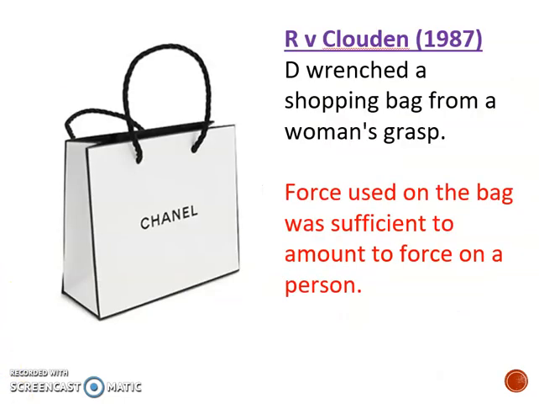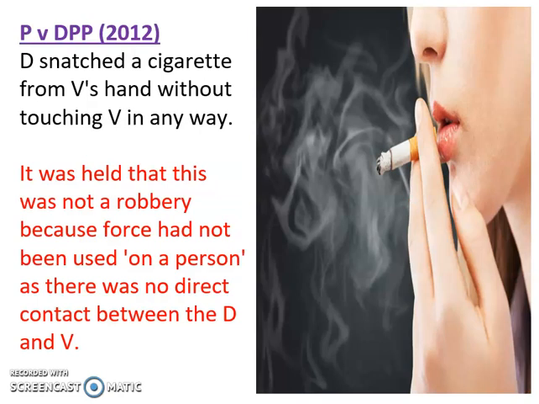There's no requirement that the force is directly applied to a person, and this is illustrated by the case of Clouden. In this case, the defendant wrenched a shopping bag from a woman's grasp. And although he didn't physically touch the woman herself, it was held that the force used on the bag was sufficient to amount to force used on a person. A slightly more controversial case on force here is P and the DPP.